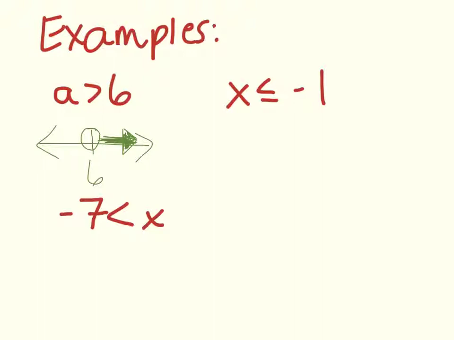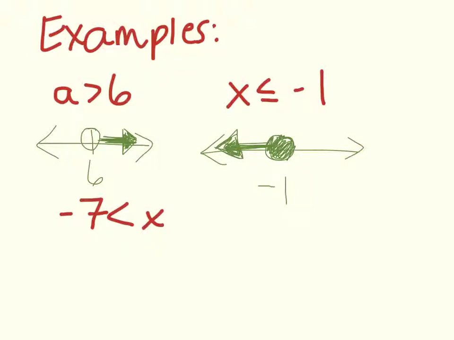Let's look at the next example. X is less than or equal to -1. I put my number line. All I need is a -1. I'm going to put a filled-in circle this time because X can equal -1. And it tells me that X is less than or equal to -1, so it's anything over here to the left of -1.